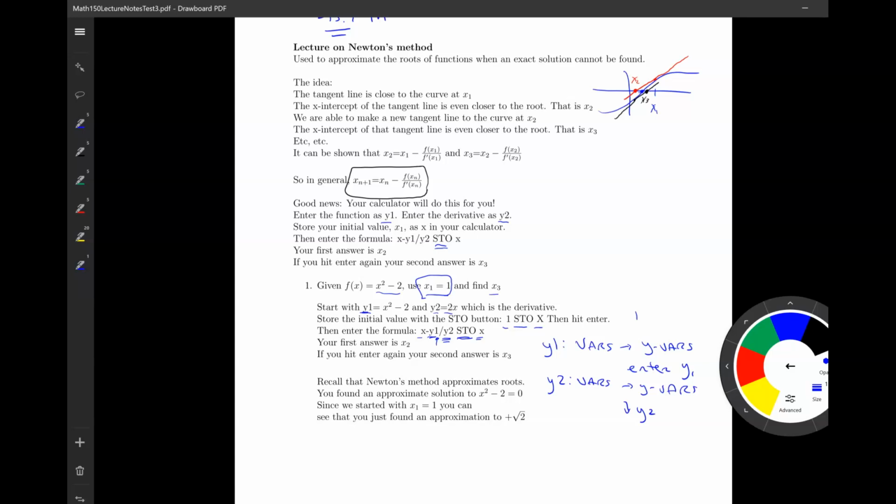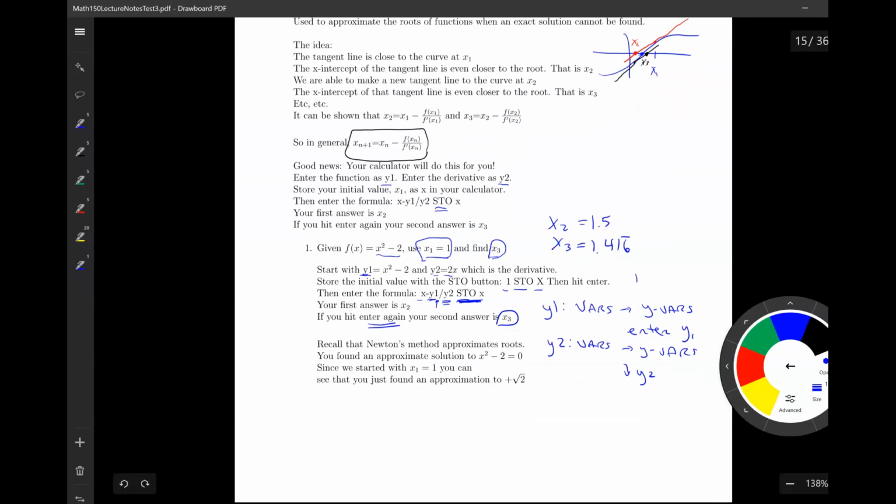So when you do that, the first answer that you're going to get for your x sub 2 will be, let me write it up here, x sub 2 will be 1.5. So that's the first place that the tangent line has a root. The way you've set up with this store x, it's ready to go again. So if you hit enter again right away, you'll get the x sub 3, which is 1.416 repeating. So the way you've got it set up, it will keep doing it for you. So that is your x sub 3, and that's what they're asking you to find in this problem.